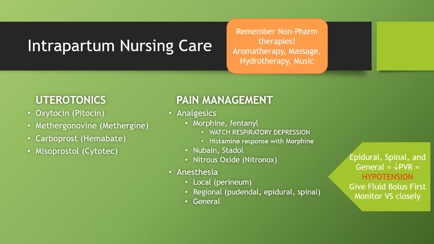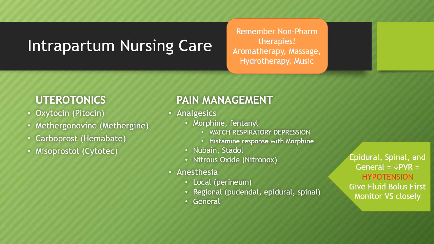Medications that we give during labor or to assist with labor would be uterotonics, and these are medications that stimulate uterine contractions. Drugs like Oxytocin, which is Pitocin, Methylergonovine, which is Methergine, Carboprost, which is Hemabate, and Misoprostol, which is Cytotec, can all be used to increase the strength of uterine contractions.